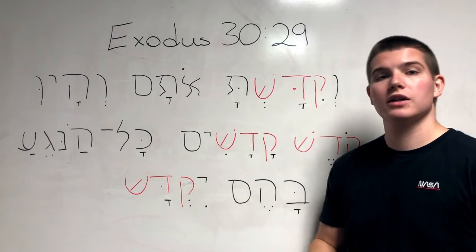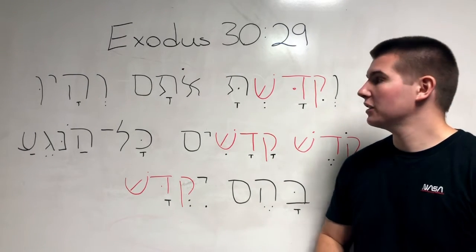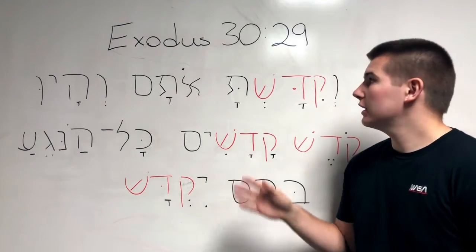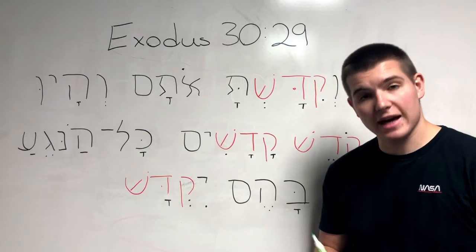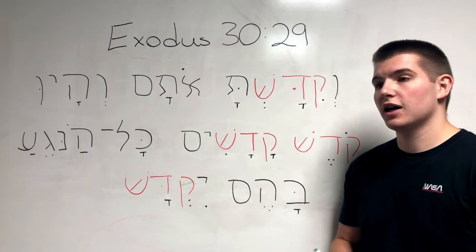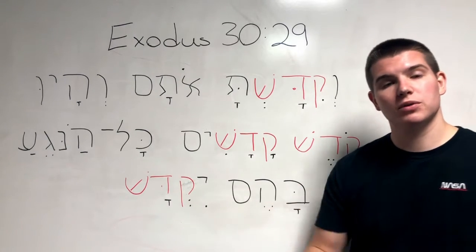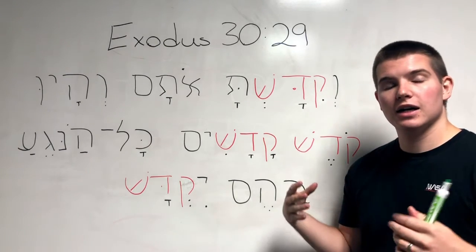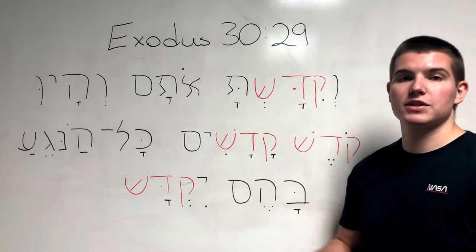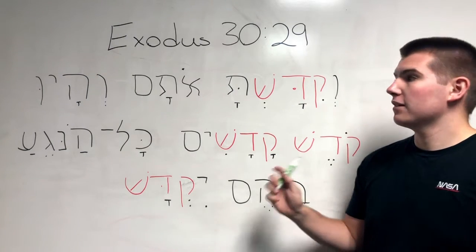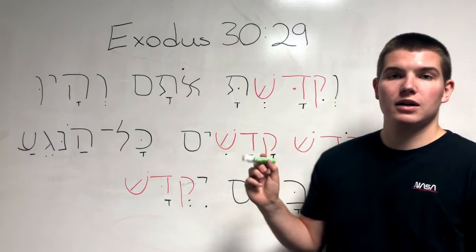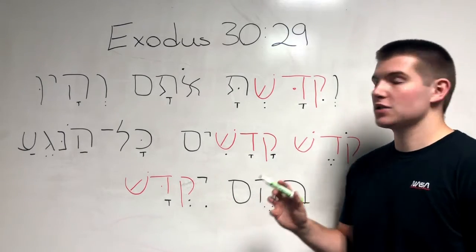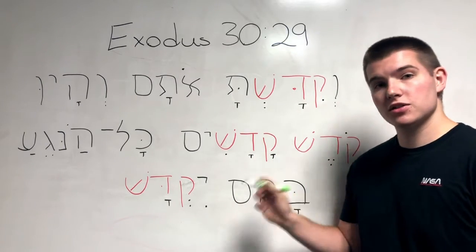You're welcome to read it in your English Bible and follow along with us. So let's jump right in. We are in Exodus, we're looking at some tabernacle instructions. God, through Moses, is giving the people instructions for how to build a tabernacle and how to make it special, that way God's presence can be there. So this is about how to make the tabernacle holy. So that's why the word holy is going to show up so much. So let's jump right in.